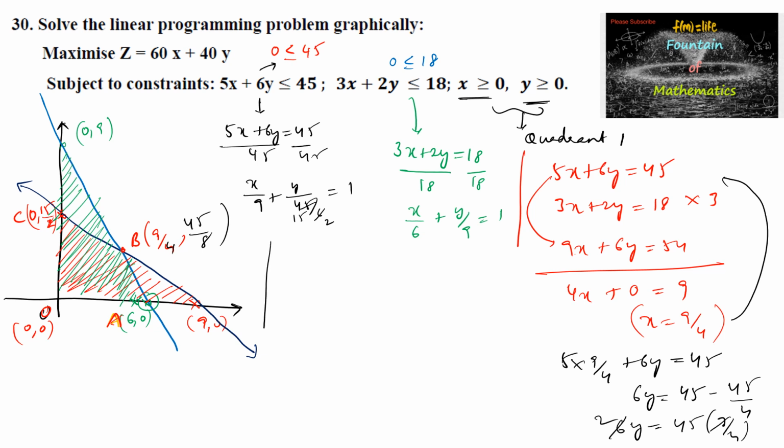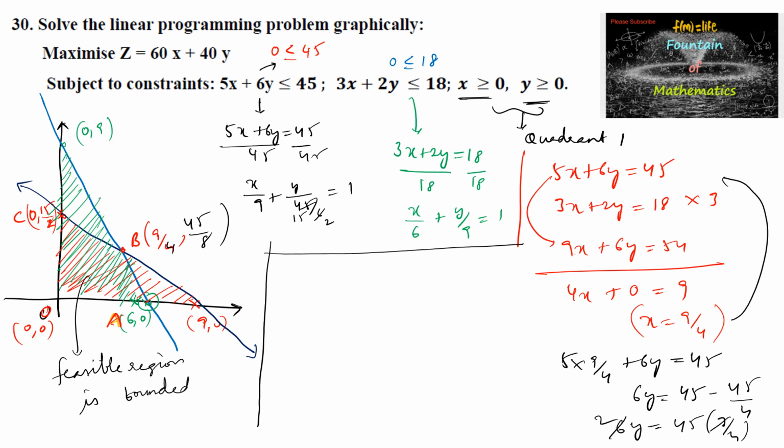So we got the points. We can also consider this is the feasible region, which is bounded. The profit function is z is equal to 60x plus 40y. At the first point 0 comma 0, z is equal to 0, and at the second point 6 comma 0, you will get z value 60 into 6 plus 40 into 0, which is 360.